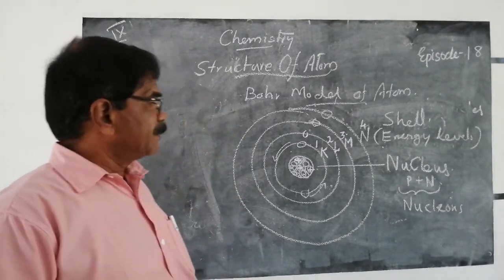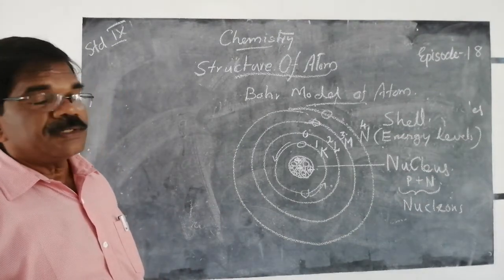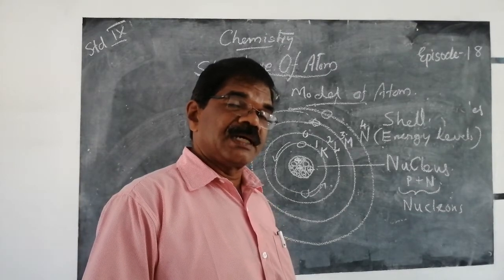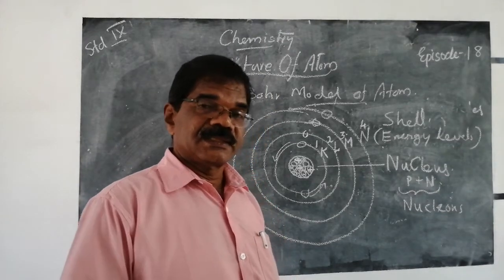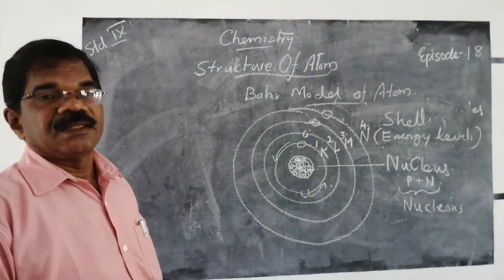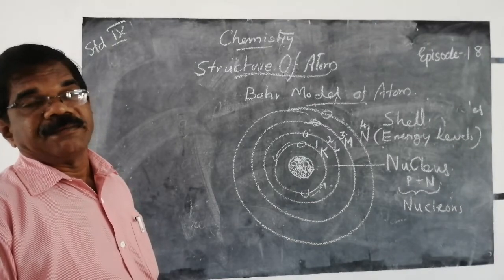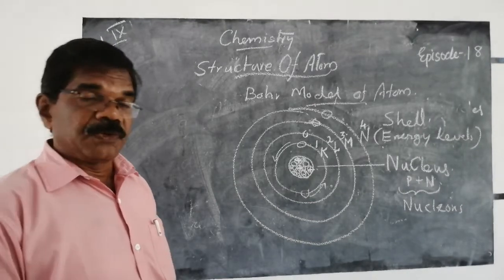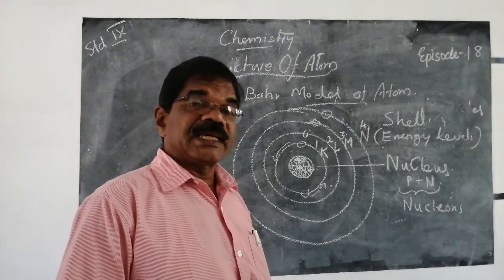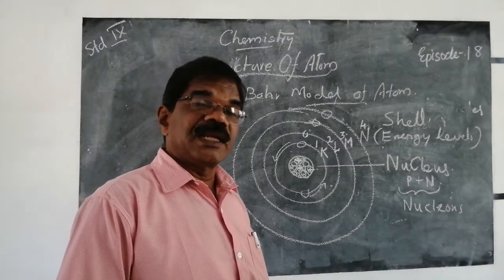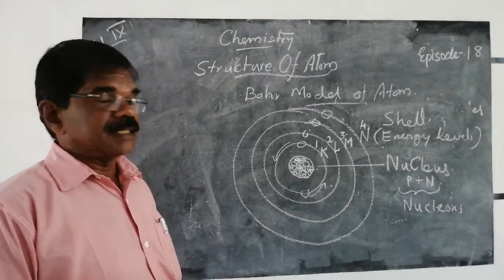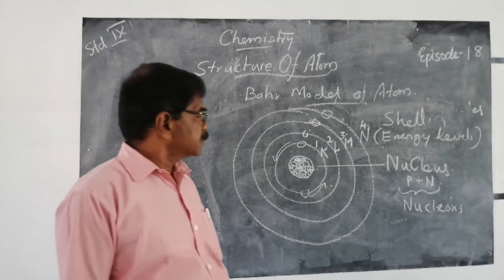Where can we see the presence of electrons? Electrons are revolving around the nucleus in definite paths. What is the name of the path? Shells. What are the main shells? K, L, M, N. Which shell is near to the nucleus? K shell. Which is the second shell? L. Which is the third shell? M. Which is the fourth shell? N.